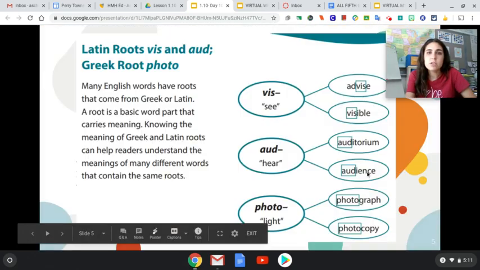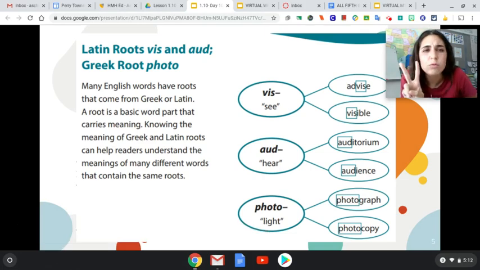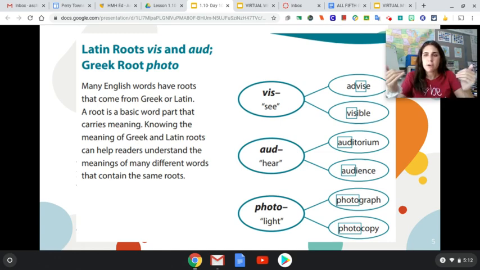All right, so let's take a look at these Latin roots and these Greek roots. Okay, so we have two Latin roots, viz and odd. Okay, viz and odd. You can see some examples with those roots pointed out to us. And our Greek root, of course, is photo. Many English words have roots that come from Greek or Latin. A root is a basic word part that carries meaning.